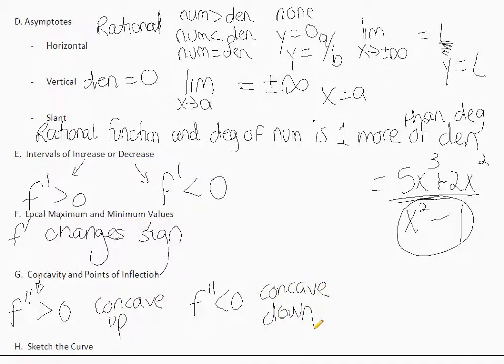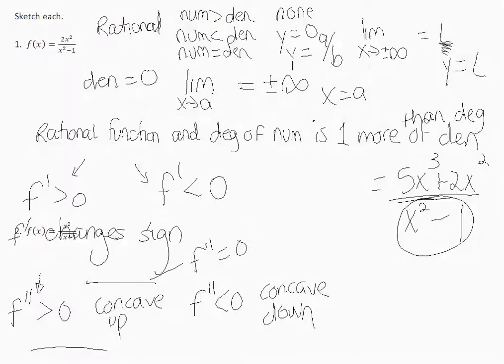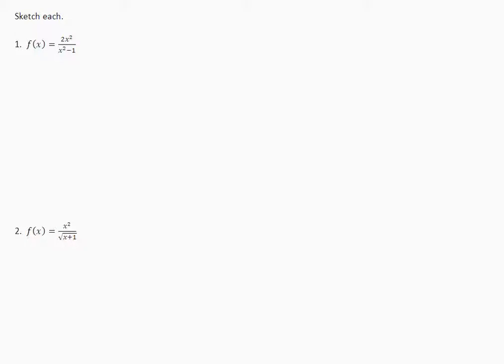Where the second derivative is 0 or does not exist are your inflection points, and that's where I change concavity. And then you're going to take all this information and we're going to actually get a sketch of the curve. Okay, hopefully most of that was review. Now, let's do one. The first one's a rational function, so I can go through everything.